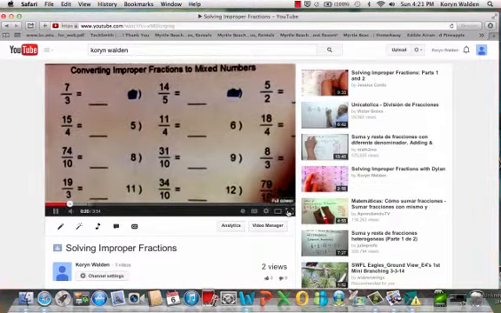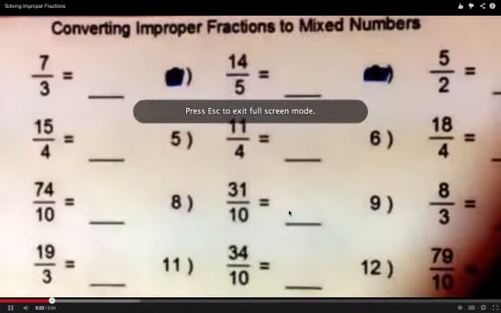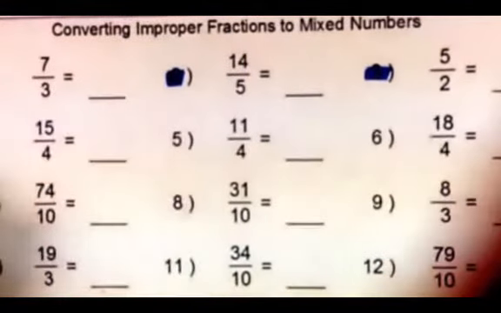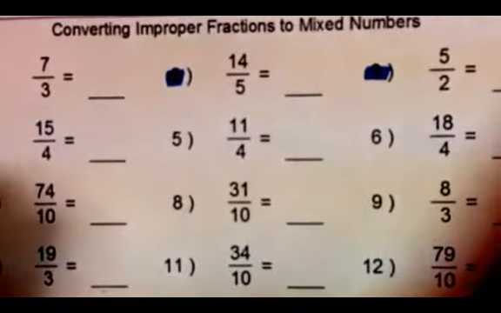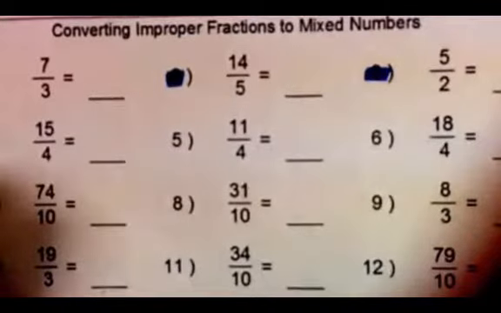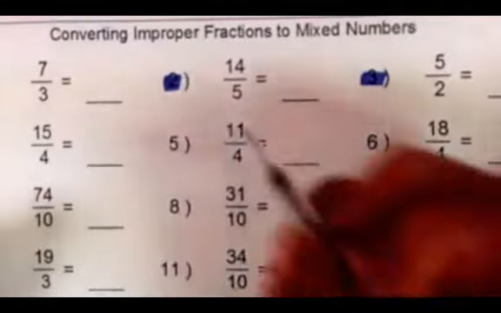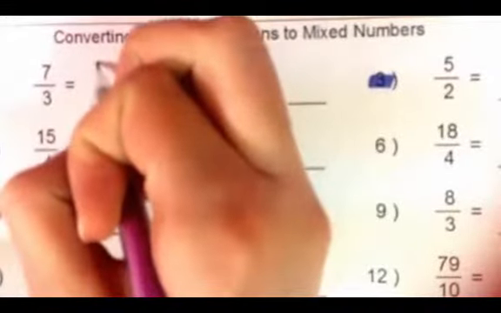Let's take a look at problem number 1. We have 7 divided by 3. Now remember, improper fractions are top-heavy fractions, so we have to tip them over. So for this one, we're going to tip it over.